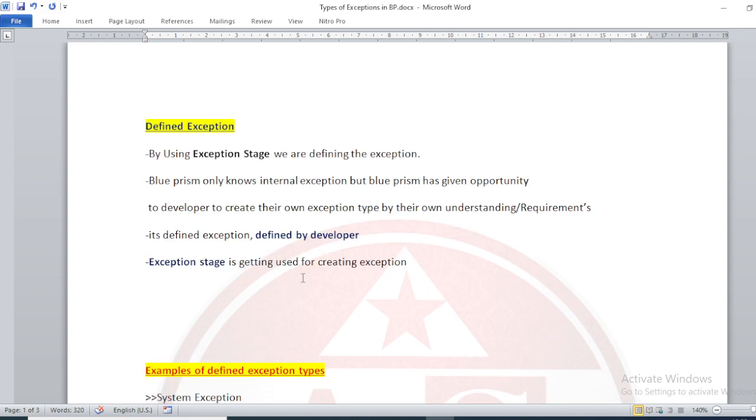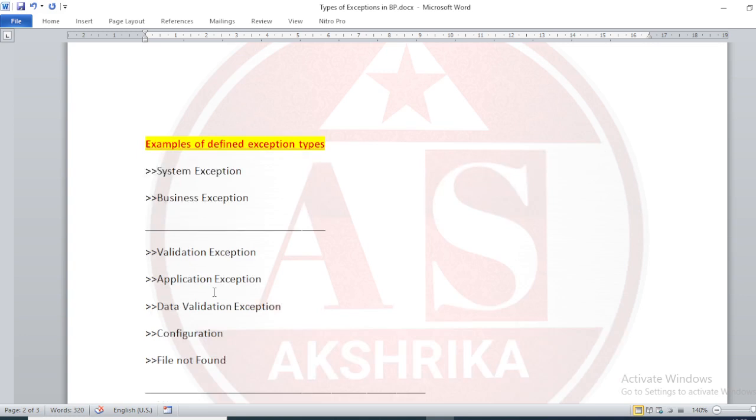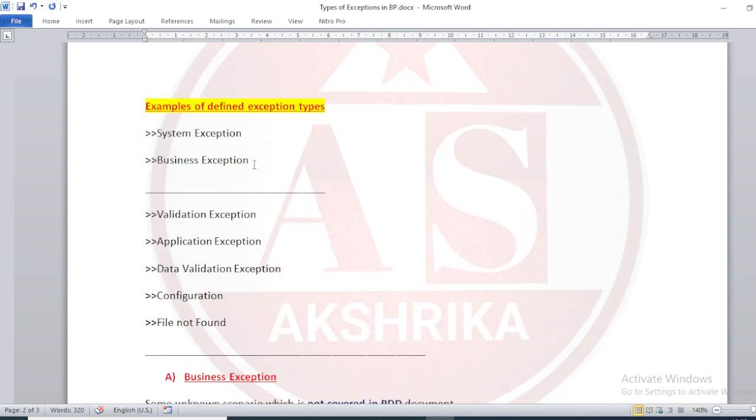The second exception type is the defined exception. To define that exception, we use the Exception stage in Blue Prism. Blue Prism only knows about the internal exceptions, but it gives the developer the opportunity to create their own exceptions according to their own understanding as well as their own requirements. So defined exceptions are defined by the developer, and the Exception stage is used to define them. Examples of defined exceptions are the system exception as well as the business exception. These are the two majorly used exception types.